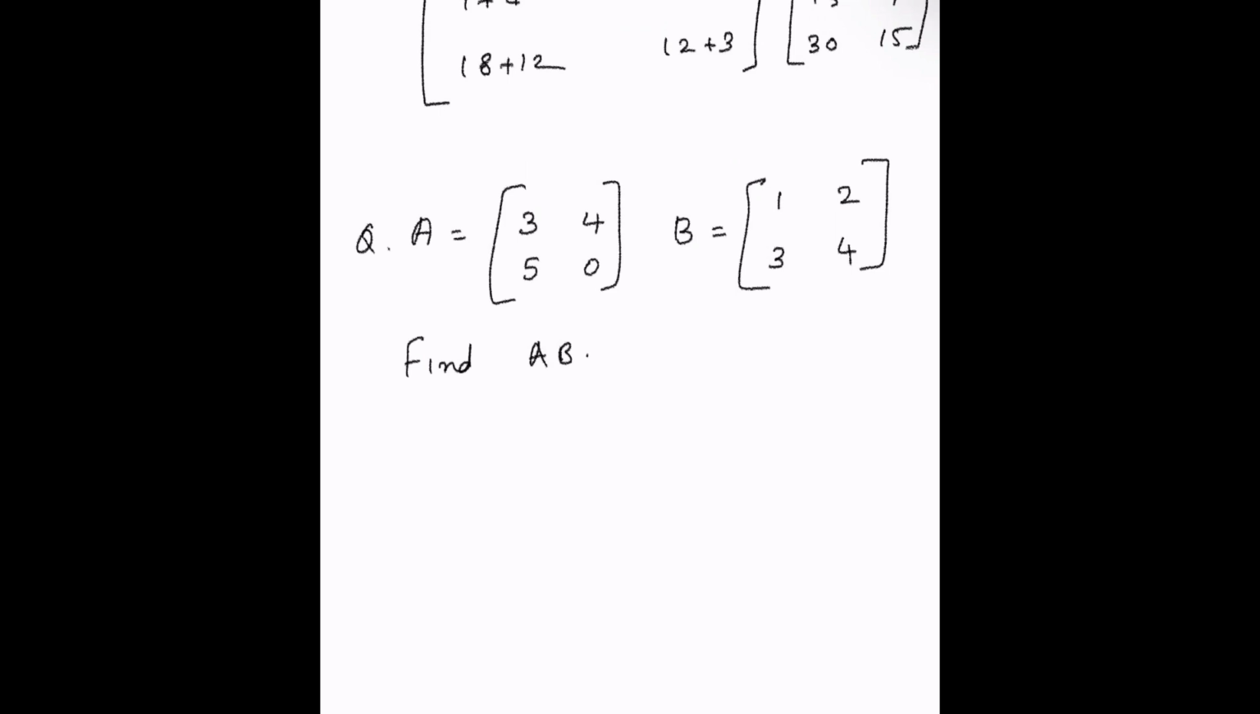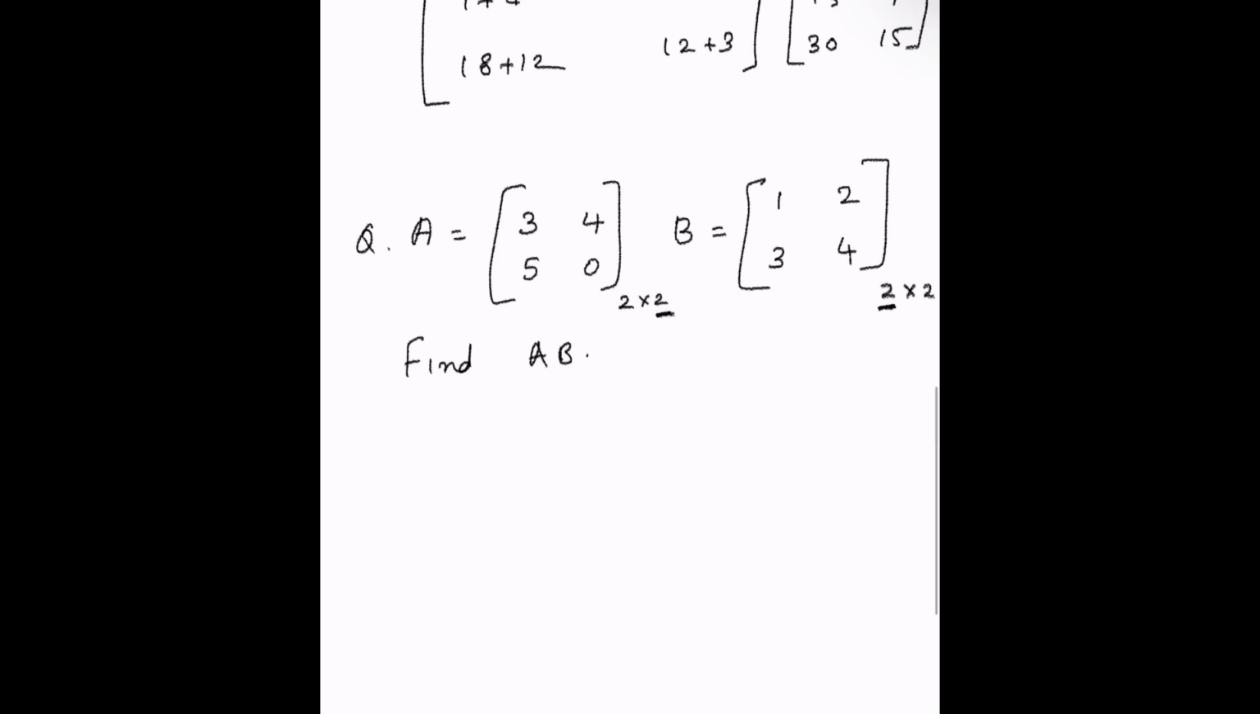So first you need to look at the order of the matrices. This is a 2 by 2 matrix. This is also a 2 by 2 matrix. Since the number of columns of the first matrix and the number of rows of the second matrix are the same, multiplication is possible. So now you can go ahead and do the multiplication.